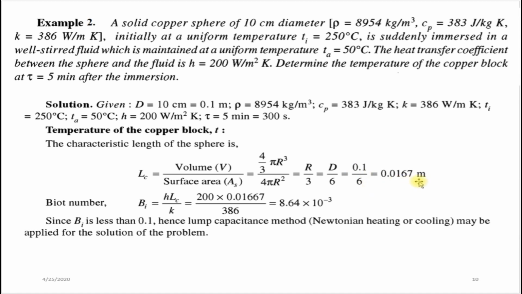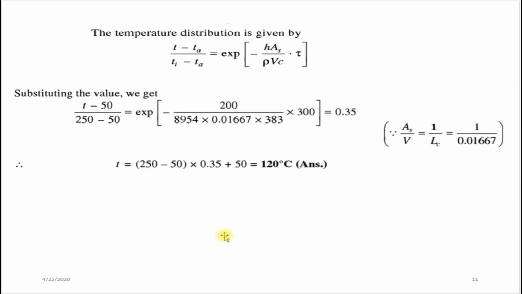Now coming to the Biot number, H LC by K, that is 200 into 0.01667 divided by 386. H is the convective heat transfer coefficient, LC value is just now calculated, K is thermal conductivity. If you substitute, you will get 8.64 into 10 raised to minus 3 as the Biot number. This value is less than 0.1, hence the lumped capacitance method or Newtonian heating or cooling may be applied for the solution of the problem. Now we can use the temperature distribution according to the lumped capacitance system.